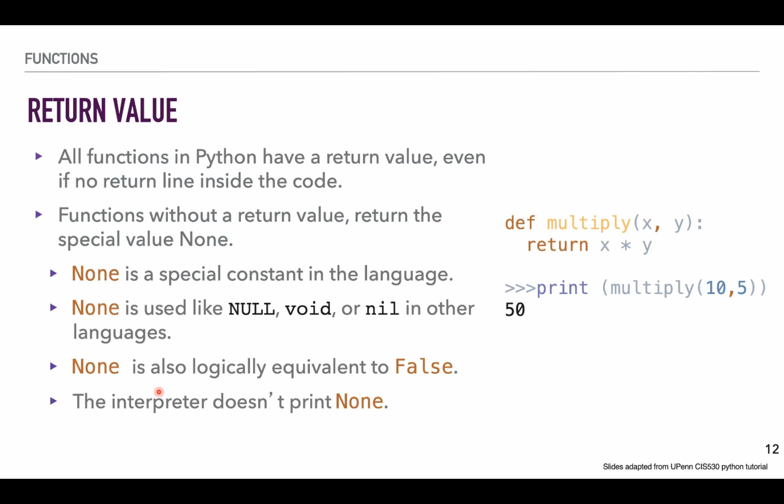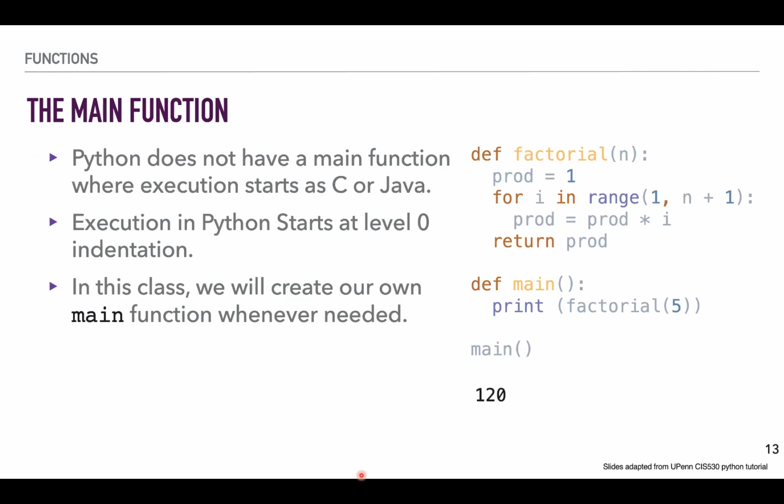3. All functions in Python have a return value, even when we don't explicitly write a return statement. Functions without a return value actually return None. None is a special constant in Python that is used like null or void or nil in other languages. And as we have seen earlier, None is also logically equivalent to false.